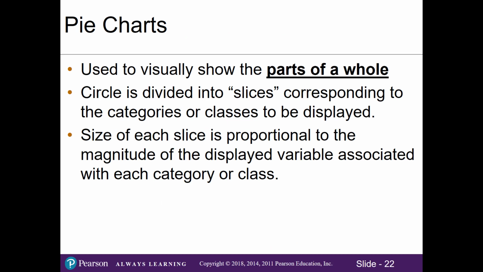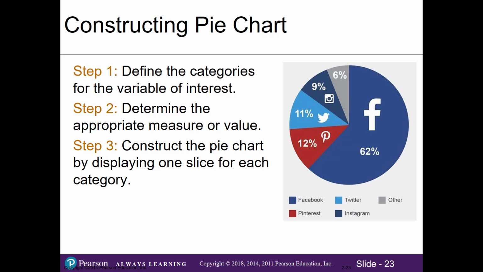Now with pie charts, these are typically used to show the parts of a whole. So think of the circle as being divided into slices, and each slice represents a category or class that's displayed. The size of each slice is proportional to the magnitude of the displayed variable for each category or class. To construct our pie chart, the first thing we want to do in step 1 is to define the categories for our variable of interest. In this example, our variable of interest is social media platforms, and the different categories we have are Facebook, Pinterest, Twitter, Instagram, or other.